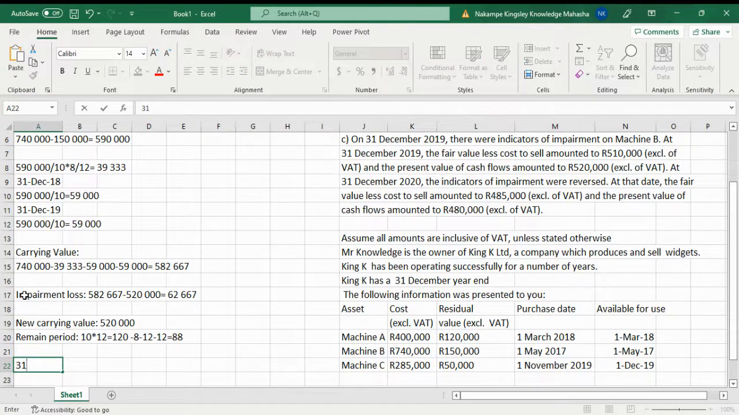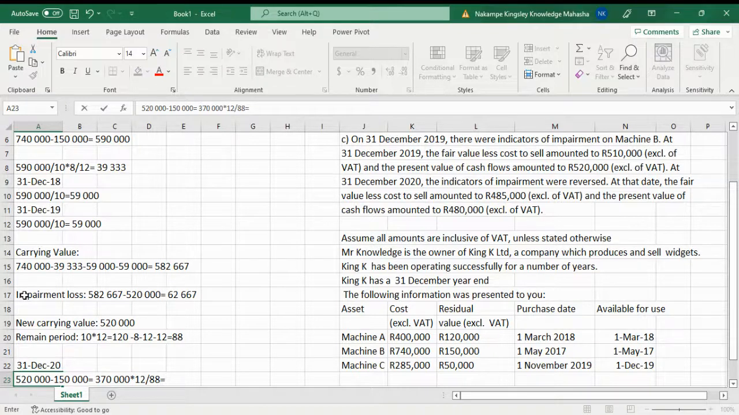So now we are in December, 31st December 2020. So depreciation on the 31st December 2020 would be 520,000 minus the residual value. Please don't forget to subtract the residual value, right? You subtract the residual value because when we were determining the new carrying value, we included our residual value. If you say 520,000 minus the residual value of 150,000, you get 370,000. And then you multiply this amount by 12, you divide by the remaining period of 88.